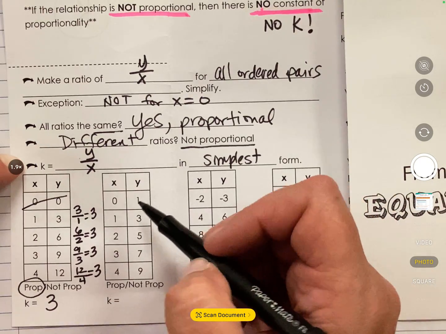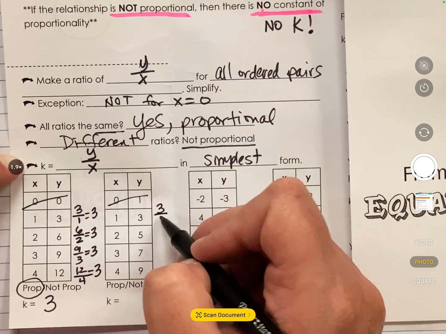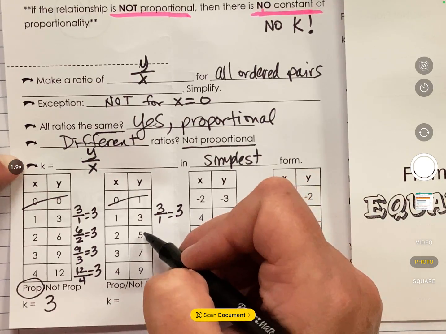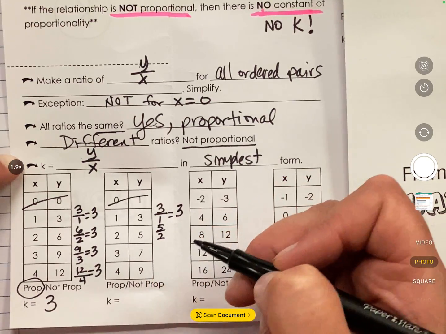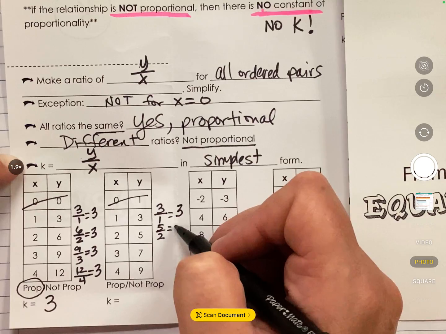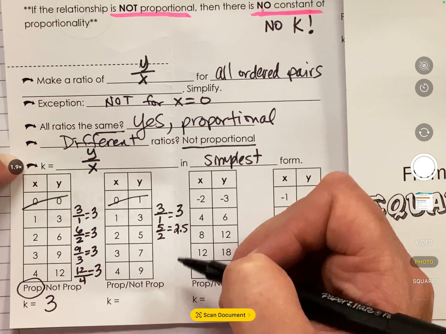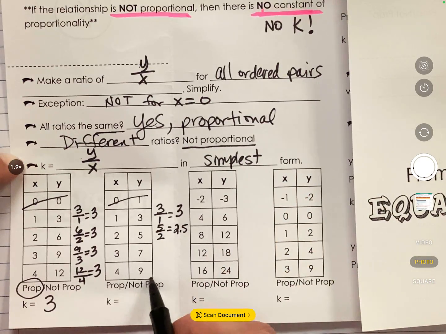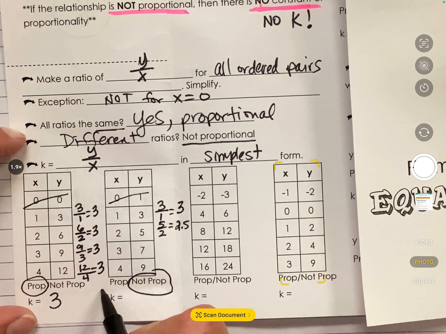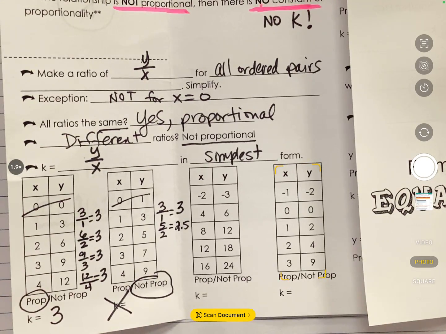Let's try the next one. We're not going to use it when x is 0, so mark that one out. Start with the next one, 3 divided by 1. 3 divided by 1 is 3. Do y over x, 5 divided by 2. Do that one in your calculator or in your head. 5 divided by 2 is 2.5. We don't need to go any further. We could check these other ones too. They're also different, but because these are different, this would be considered not proportional. So we are going to mark out the K. There is no K, so we don't put anything there. We don't put a number. So mark out the K.